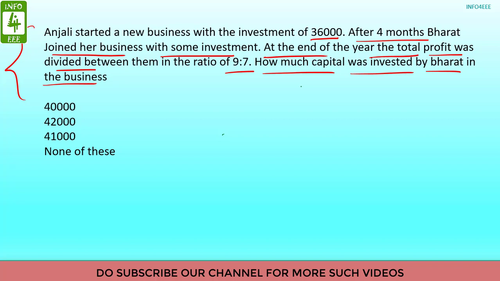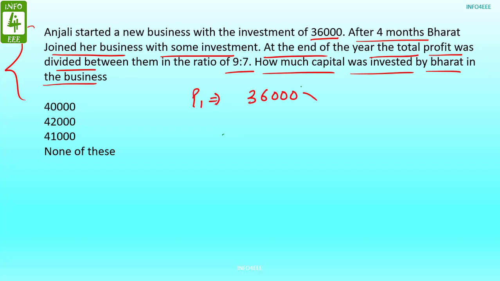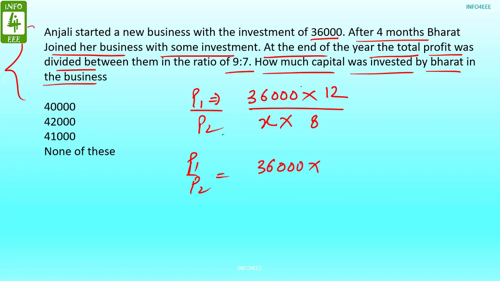So if you see here, we know the profit of P1 is equal to the amount invested. So Anjali invested 36,000, right? And she stayed there in the business for the whole 12 months. But Bharat joined the business with some capital X, and Bharat was there in the business for 8 months because he joined 4 months late. So if you find the ratio of P1 and P2, which is 36,000 into 3 upon 2x, and the ratio of profit is 9 is to 7, which is equal to 9 upon 7, right?